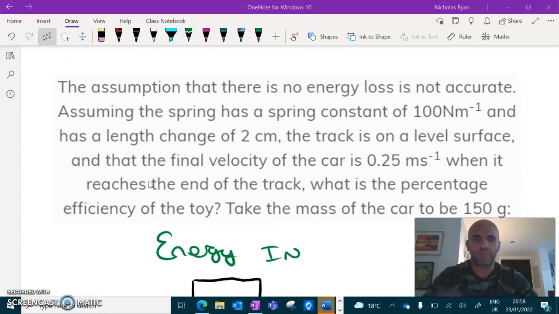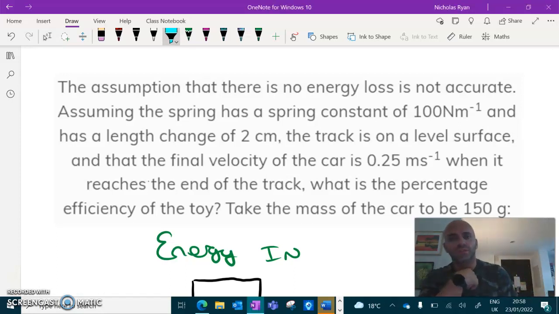Okay, so this question came in from Yumna. I think it was from the Seneca assignment that I put up for you guys. So it's a question on energy efficiency, saying that the assumption that there's no energy loss.